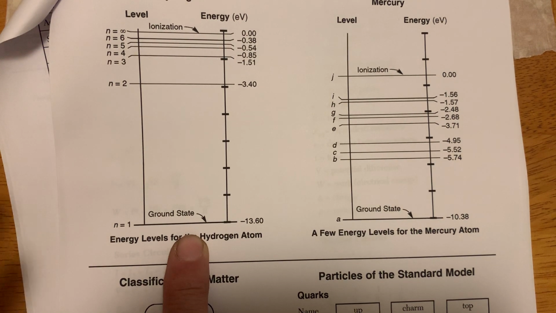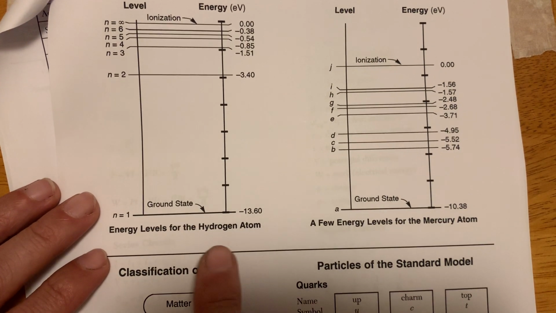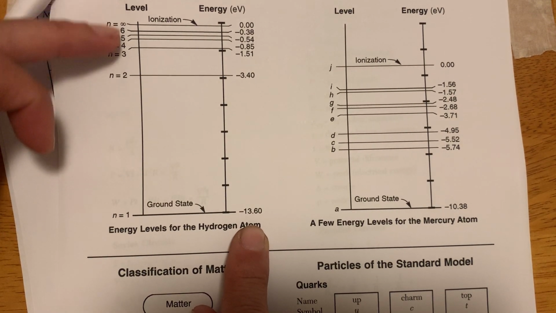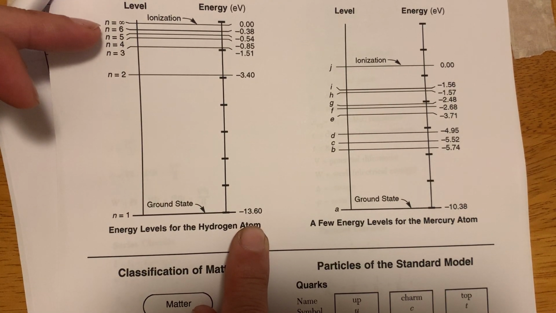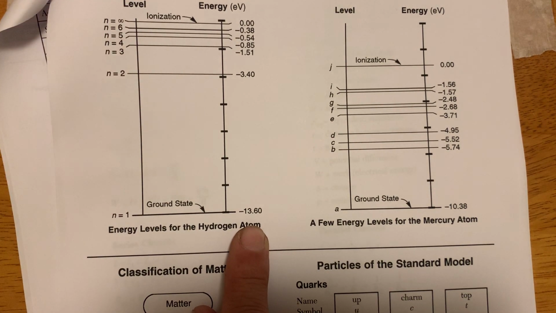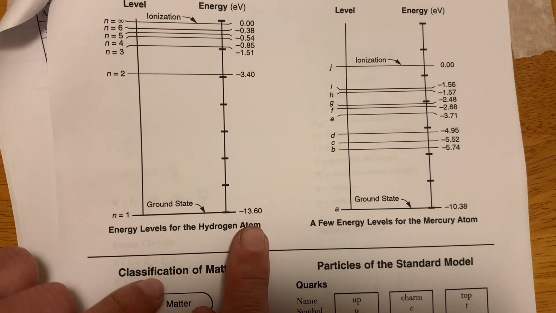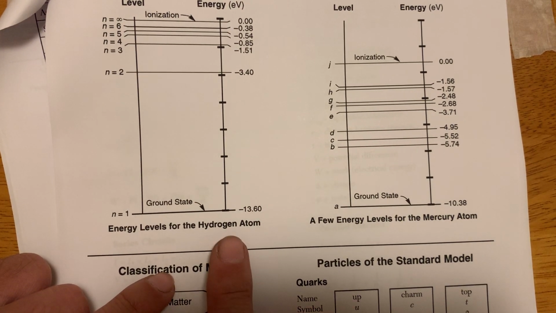Okay, a better way to represent this. Now over on the right hand side, these are my energy levels, 1, 2, 3, 4, 5, 6. This is the energy. So what about energy? Now it's going to be a little strange.